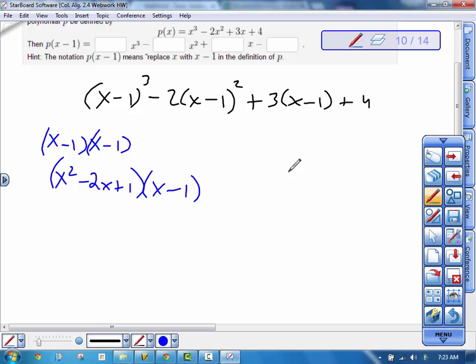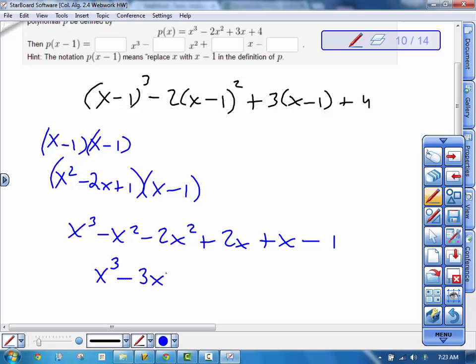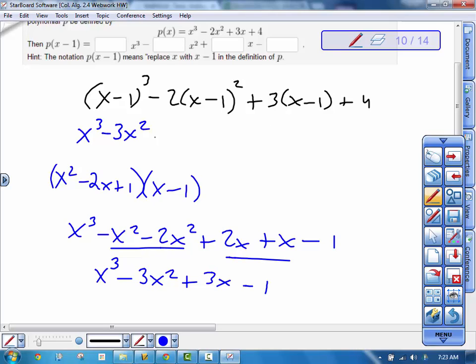So when you do that, you get x cubed minus x squared minus 2x squared plus 2x, and then plus x minus 1. And we can add like terms together to get x cubed minus 3x squared plus 3x minus 1. So I added these and these together to get this. Now that's right here, so now I'm going to just move this back up for you if you don't mind. Plus 3x minus 1 goes there.